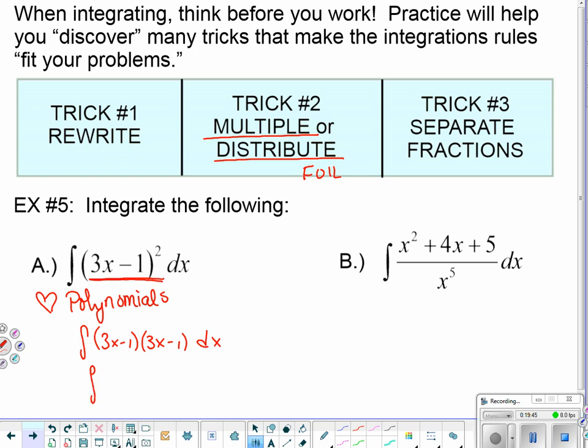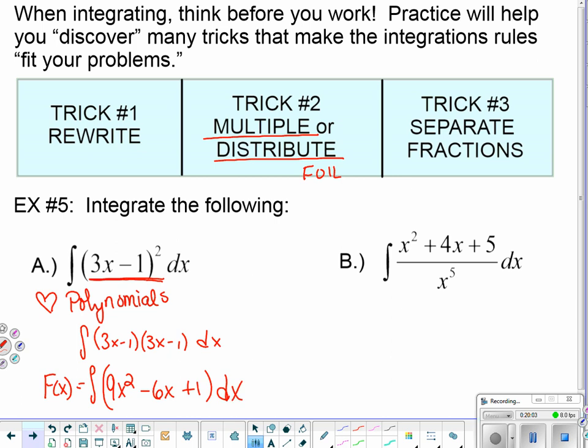Okay, now let's FOIL it. Our function will equal the integrand. Once I get this FOILed, which would be 9x squared, a negative 3x twice for a total of negative 6x in the middle, plus 1 at the end. All of this multiplied by dx.